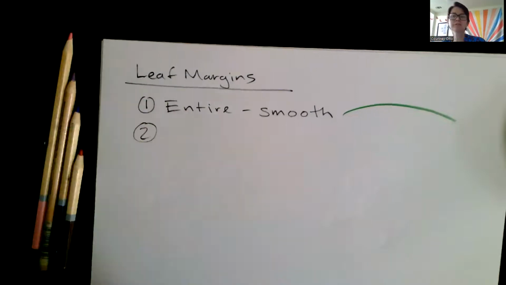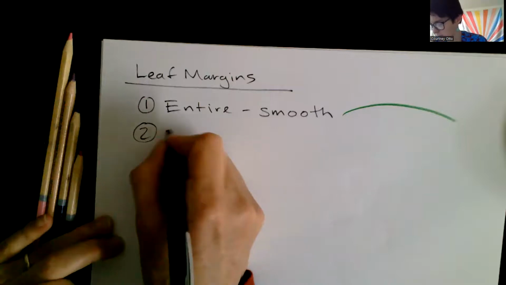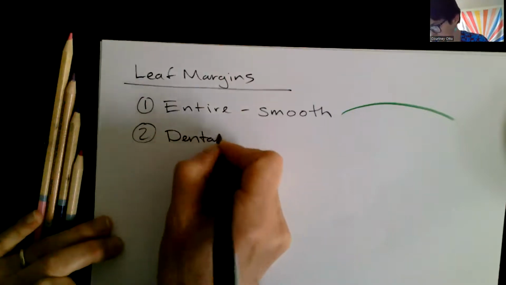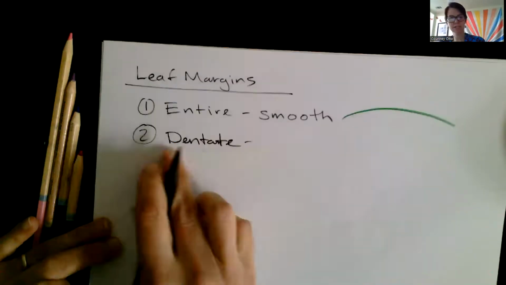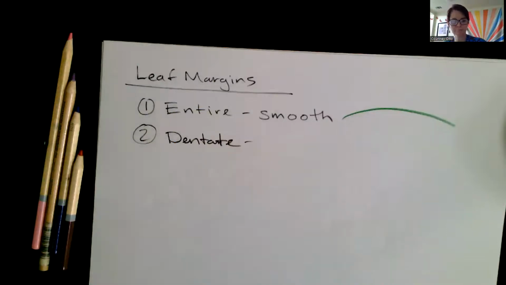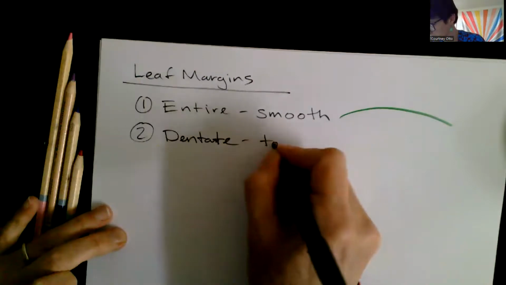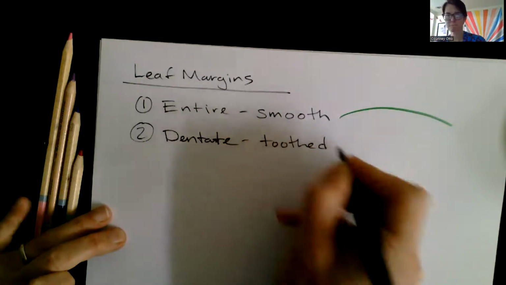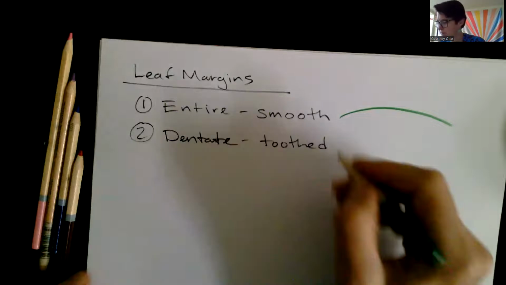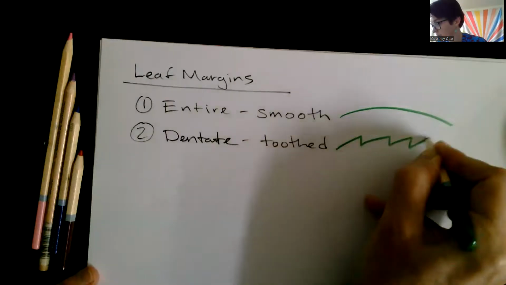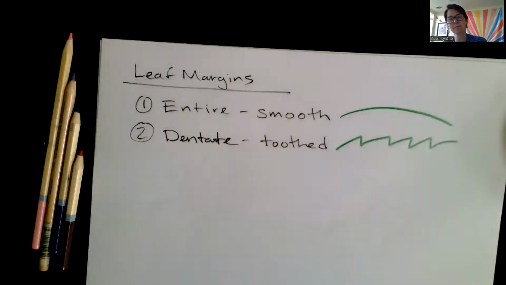Now, the second variety of leaf margin that we can see out there is what we call a dentate leaf margin. Now, you should think dentist, same word right here. A dentate leaf margin is going to be toothed. And so when you look at that edge of the blade, there's going to be teeth there, right? It's not going to be a smooth surface. Instead, there's going to be little jagged teeth.